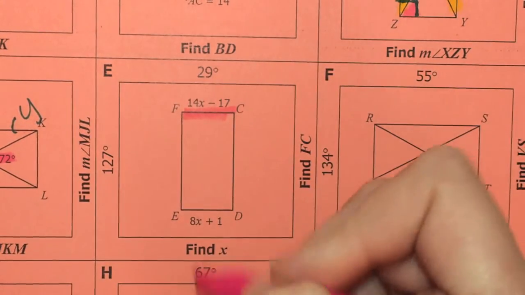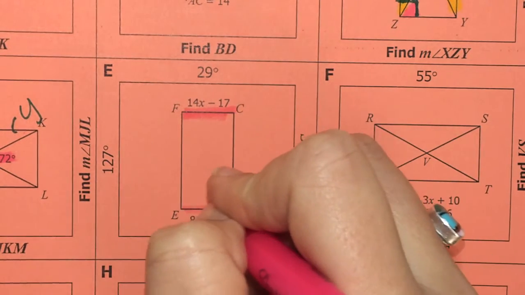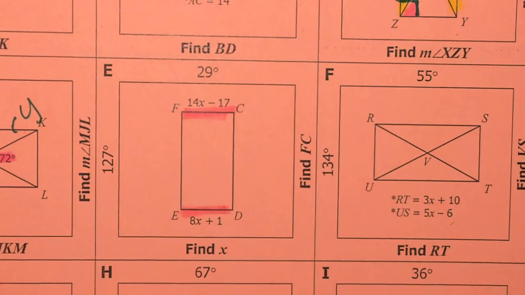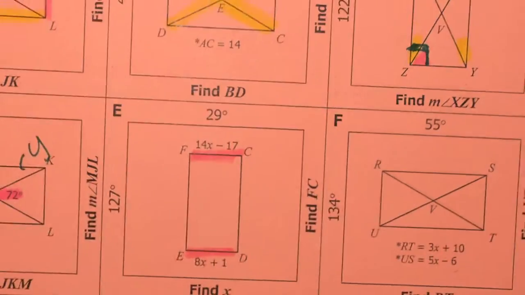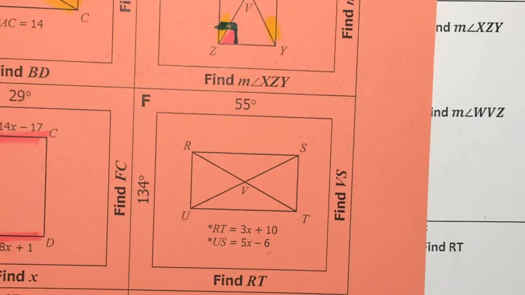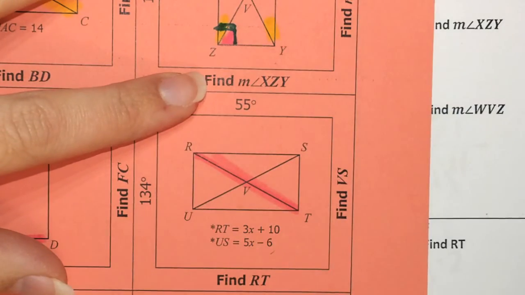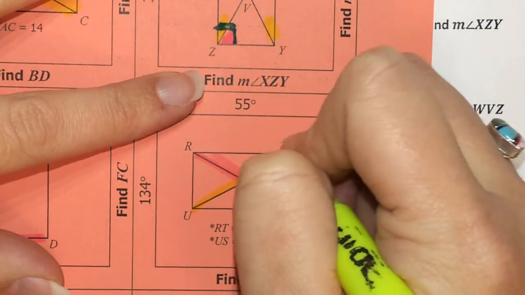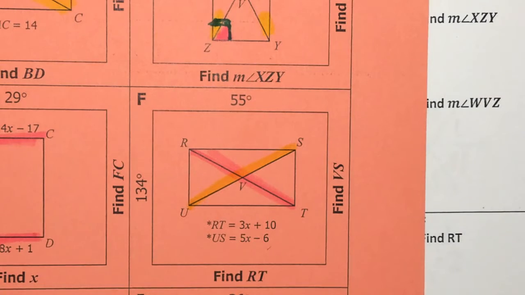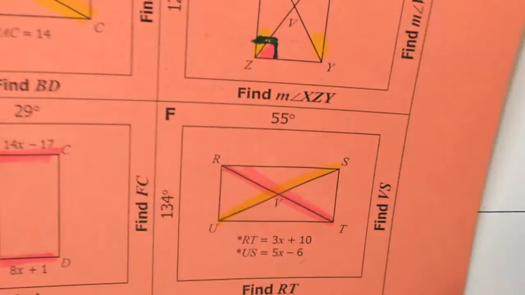And what do we know about FC and ED? So what would you do with those two? Fantastic. Moving on. F. They give you RT and they give you US. What do you know about RT and US? So what should you do with those two things? Moving on.